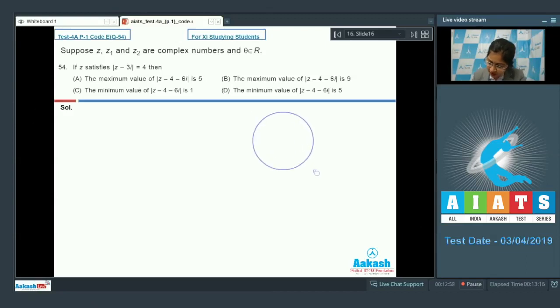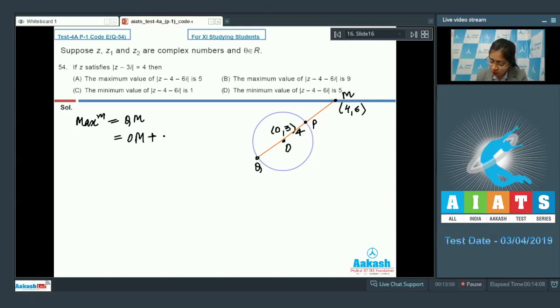Now let us assume we have a circle over here whose center is (0, 3) and its radius is 4, right? So we have to find the distance of Z from (4, 6). Let us say the point is lying here, (4, 6). Let us say it is M and this is P and this is O. Then the maximum distance of point M from the circle will be lying along the line PM and it will be cutting something here like Q. So the maximum value will be equal to QM. Now QM can be found by adding OM and OQ, right?